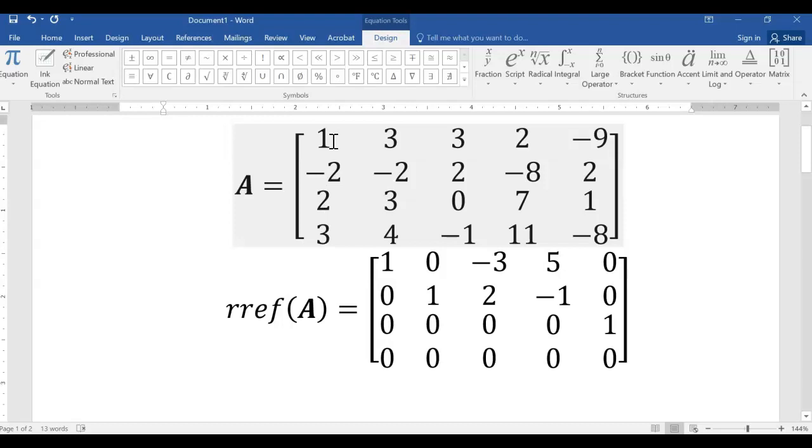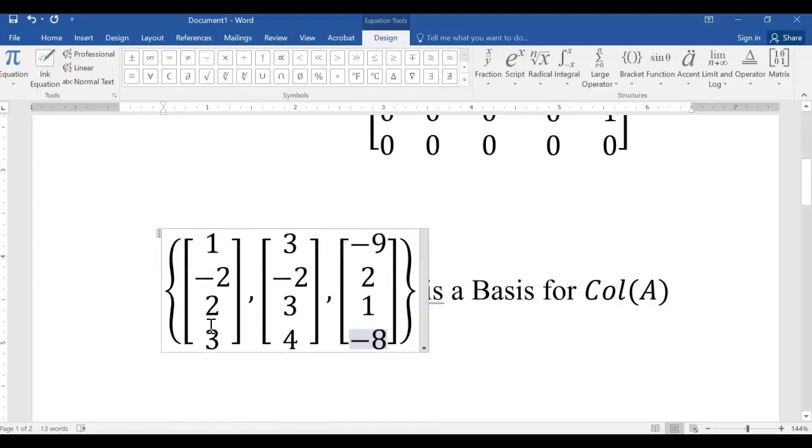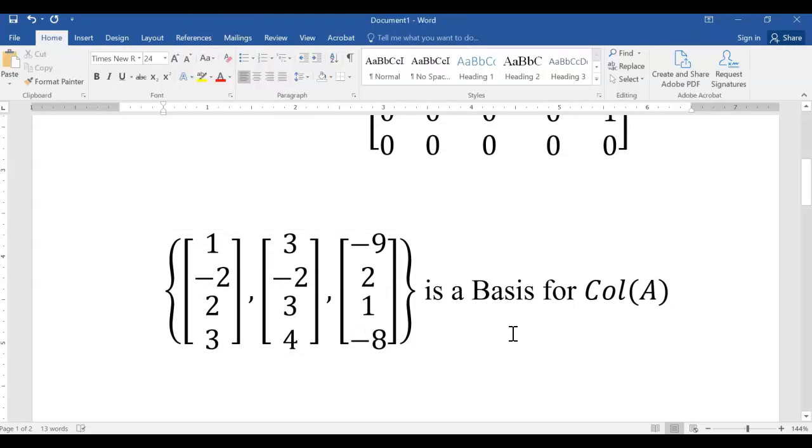Column 1 of our original matrix was 1, negative 2, 2, 3. Column 2 was 3, negative 2, 3, 4. And column 5 was negative 9, 2, 1, negative 8. And so those 3 vectors are going to form a basis for the column space of A.